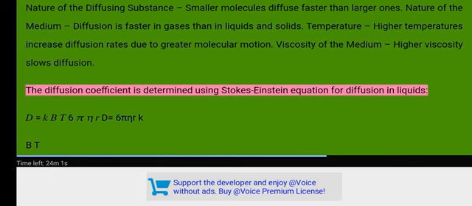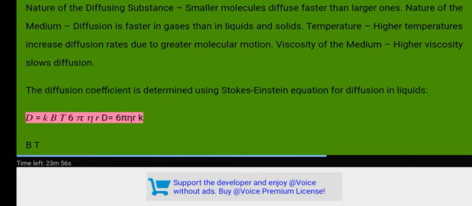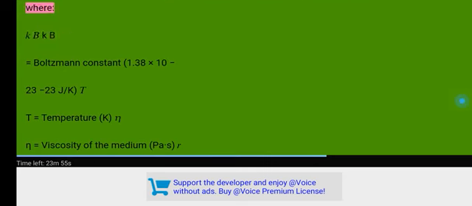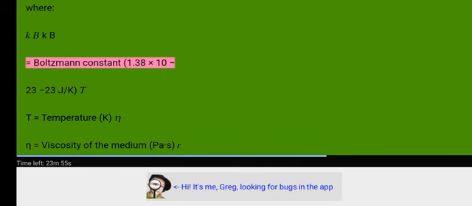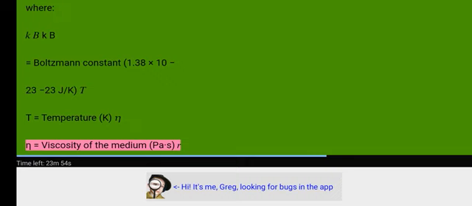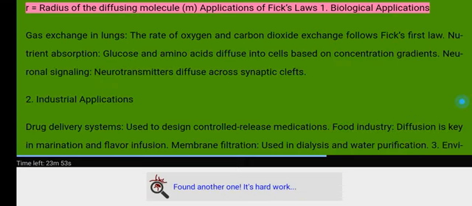The diffusion coefficient is determined using the Stokes-Einstein equation for diffusion in liquids. D equals k_B T divided by 6 pi eta R. Where k_B equals the Boltzmann constant, 1.38 times 10 to the minus 23 J/K, T equals temperature in K, eta equals the viscosity of the medium in Pa·s, and R equals the radius of the diffusing molecule in m.